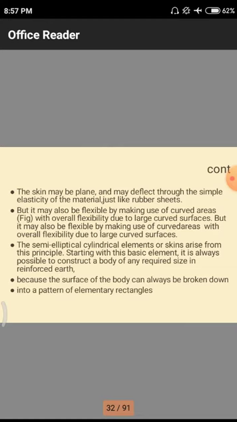And the semi-elliptical or cylindrical elements or skins arise from these principles. That means semi-elliptical or cylindrical. Why? Because we have a radial length curve.